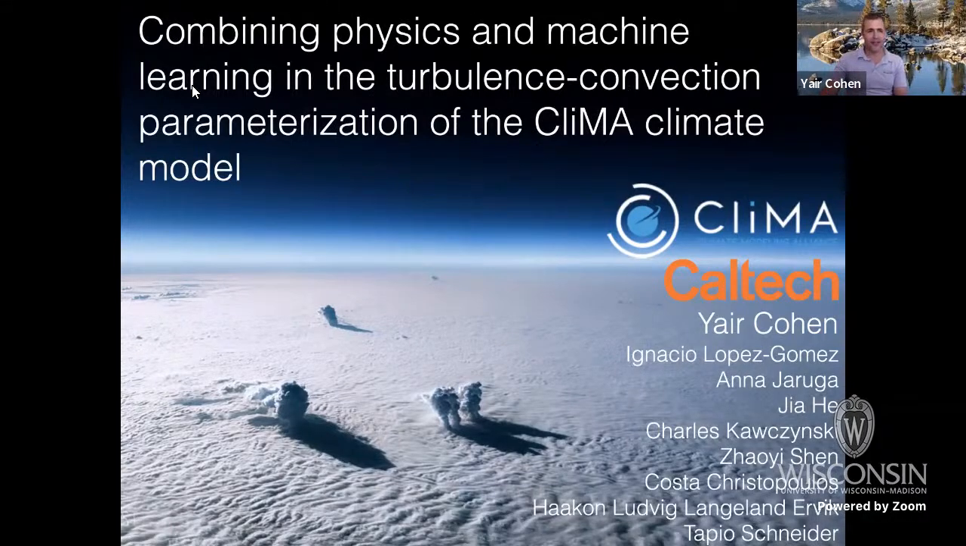So today I'll talk about, the title says, convective parameterization in general, but more specifically, combining physics and machine learning in a turbulence-convection parameterization. And one in mind for the CliMA climate model. I will give a little bit of overview of CliMA in one slide, just to let you know the context of it, what the mission or goals of the project are, and how the convective parameterization fits in or develops towards them.